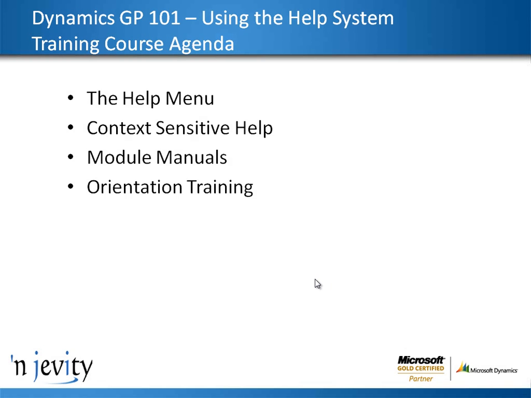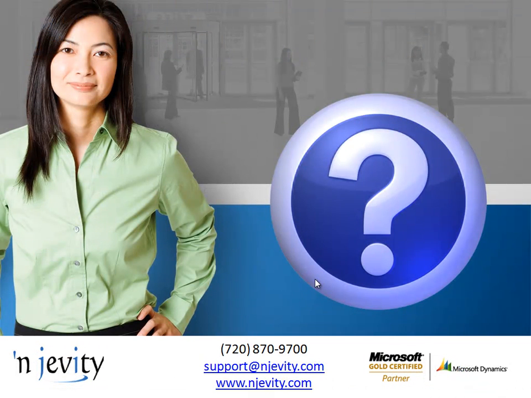So in this session, we've covered the help menu, the context-sensitive help. I've shown you how to access the manuals and orientation training, and we've talked a little bit about Customer Source. I hope that has been a good introduction to you for the Dynamics GP help system.